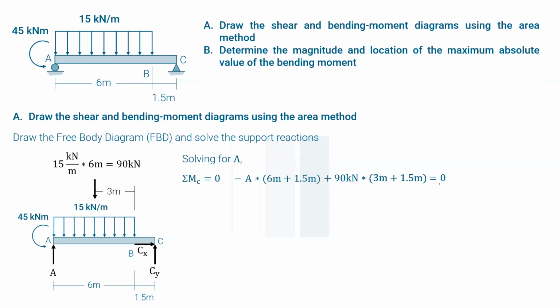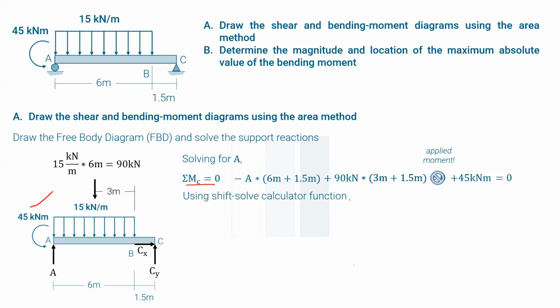Pero, ayan, meron tayong common mistake dyan. Kasi kadalasan, nakakalimutan yung applied moment. So meron kang applied moment na 45 kilonewton meter na counterclockwise. So by convention, sa summation of moments, this should be positive 45. And yan ay yung complete na moment equation natin. You can see there that you have one equation, one unknown, masosolve mo na yung A using shift solve.